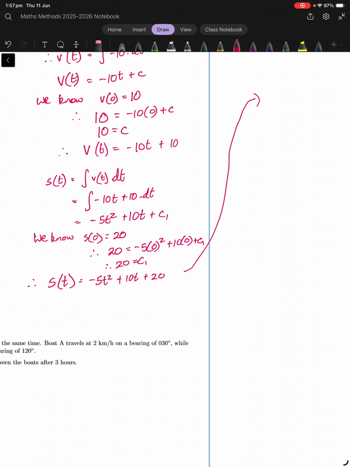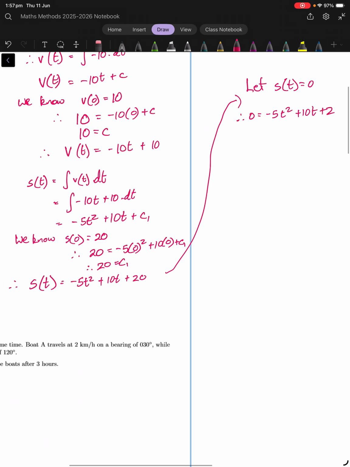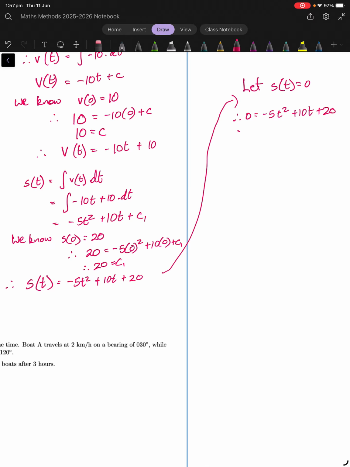We're still good. So I want to let the displacement equal 0 because that's when the hammer is going to be on the ground. So I'm solving 0 equals negative 5t squared plus 10t plus 20. I can divide everything by negative 5. That's going to make it a lot nicer to solve.